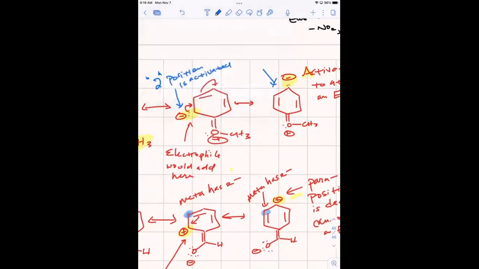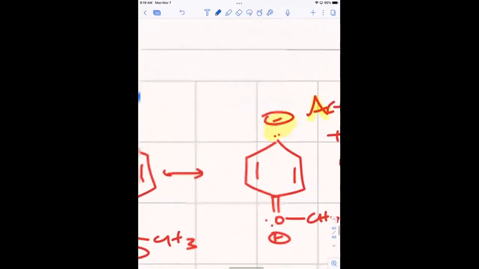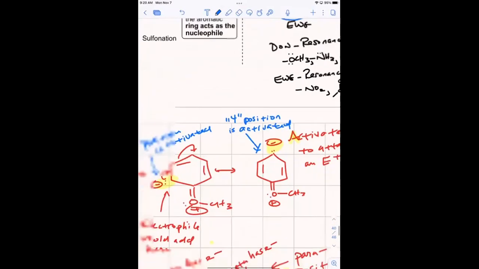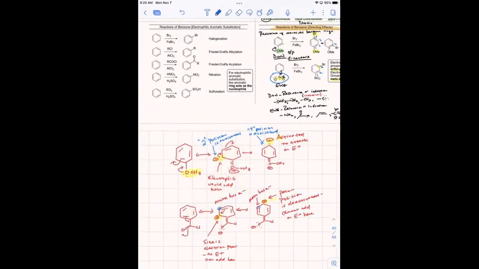And when I say activate, what I mean is that you put some electrons there, because remember, this is electrophilic aromatic substitution. So your ring is acting as a nucleophile, attacking an electrophile. So here, the 4 position is activated. So bromine is in the same class. It's a donor, just like oxygen, just like a methyl group if it was attached to the ring. It would be a donor.